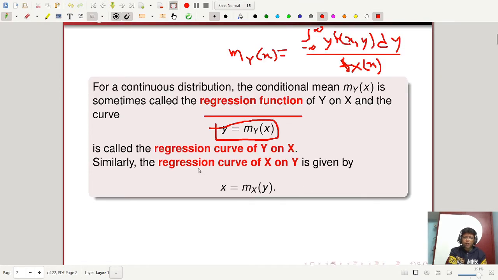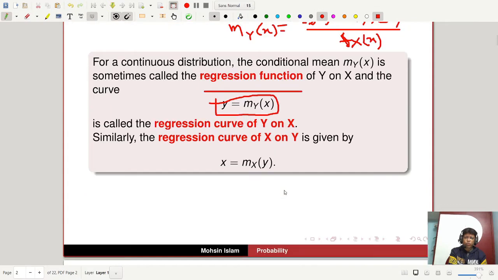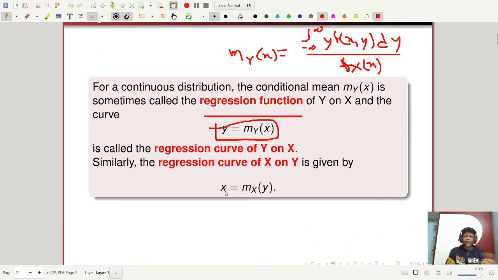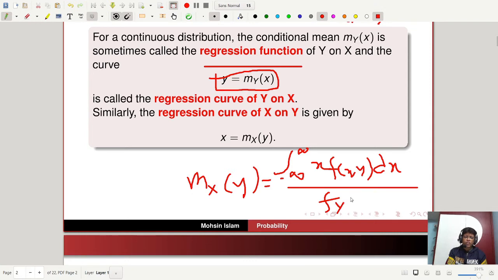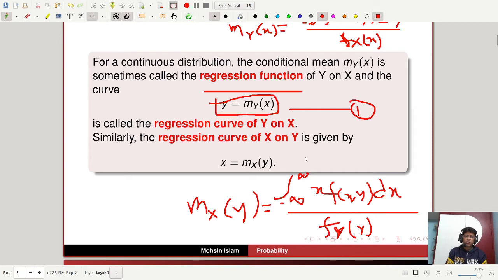Similarly, you can define a regression curve of x on y as x equal to μ_x|y. So μ_x|y is the conditional mean of x on the condition y. Your denominator will be f2(y) in this case, the marginal density function. So you can write the conditional mean as the integral from minus infinity to infinity of x times the joint density function f(x,y) dx, divided by the marginal density function f2(y). So we have explained the regression curve of y on x and the regression curve of x on y. This is number 1 and this is number 2.